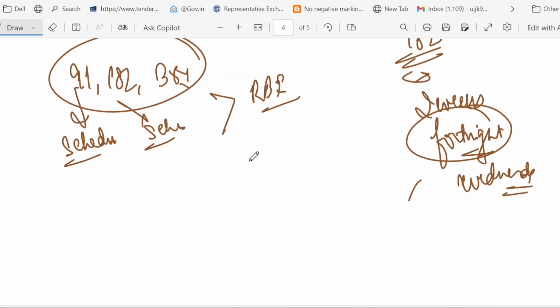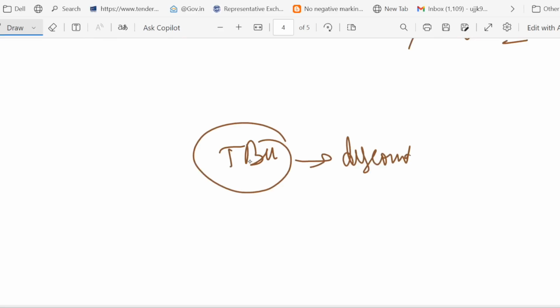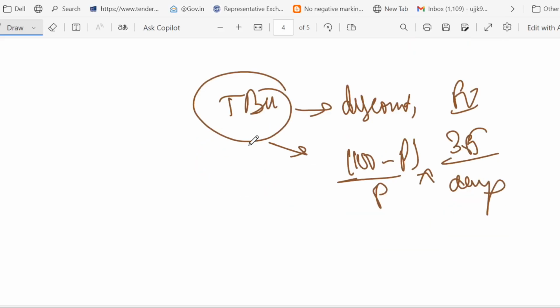Let me just summarize regarding the treasury bill. This may help you in the upcoming examination. So think about treasury bills like this. Remember, they are issued at a discount, right? And they are redeemed at the face value. Second point, their yield formula, please remember: (100 minus P) upon P into 365 upon days. This will give you the annualized yield, right? So I hope this is clear.